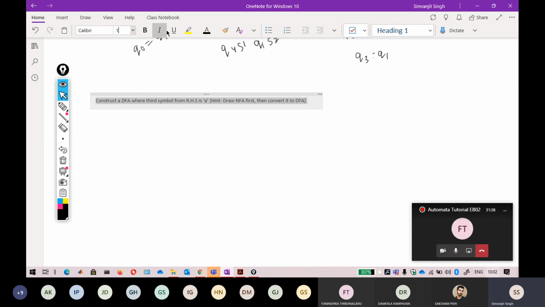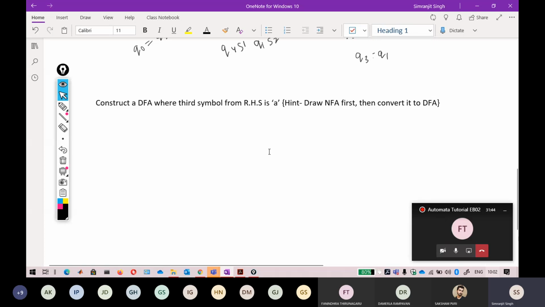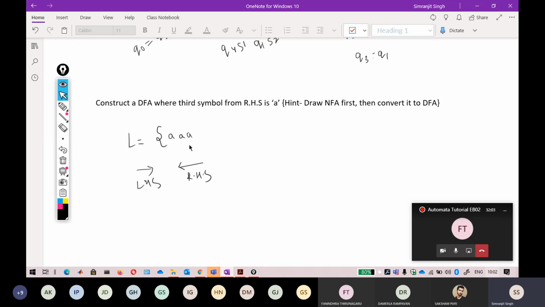Let me increase the size. If I write the language, it says that the third symbol from the right-hand side is A. This is your left-hand side, and this is your right-hand side. So the third symbol from the RHS is A. This is third, this is third, and this is third.